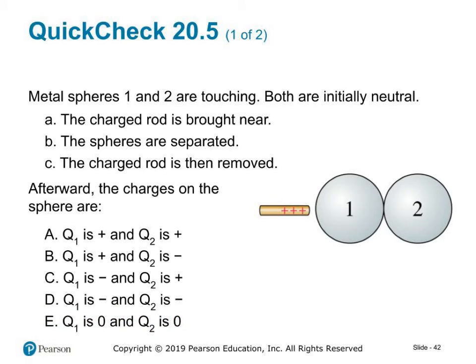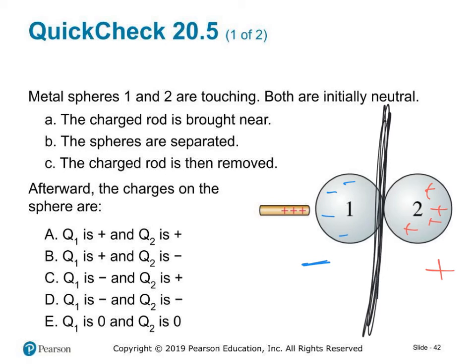However, if we change that procedure a little bit and we bring the rod near, which separates the charges again, we'll have negative on this side, positive on the other. And we leave the rod there, so the charges are staying the way they are, and we separate them, okay? So there's no more contact, no more charges can flow. The net charge on sphere 1 is going to be negative, and the net charge on sphere 2 is going to be positive, which is answer choice C.